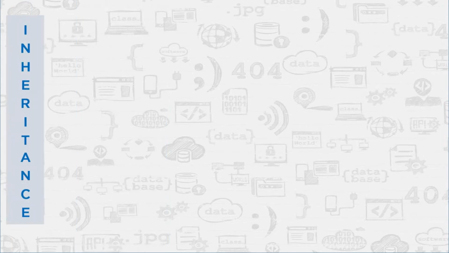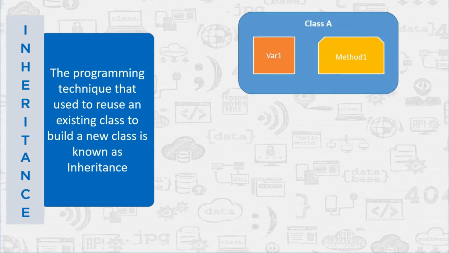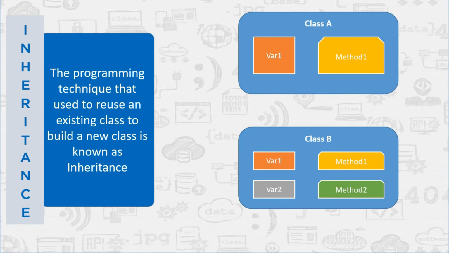Now let's explore the first pillar of OOPS, that is inheritance. What is inheritance? The programming technique that is used to reuse an existing class to build a new class is known as inheritance. Let's suppose we have a class A which has a variable named var1 and a method named method1. Now we want to create another class named class B which has the same variable var1 and method1 as class A. In addition to that, class B has variable 2 and method 2.